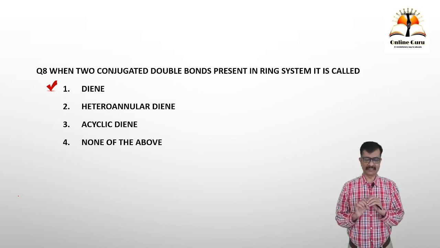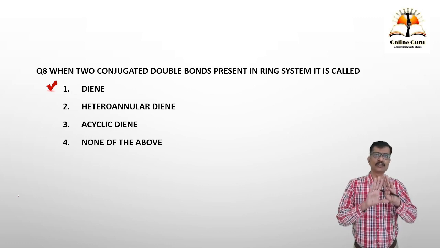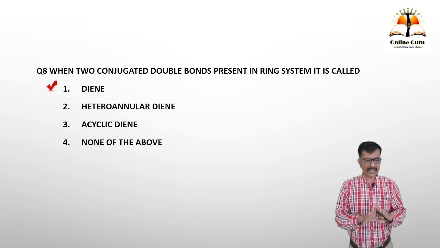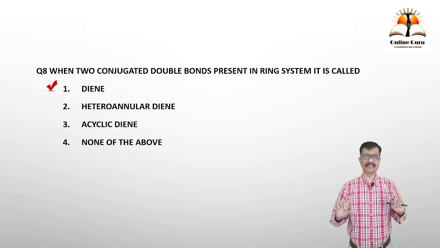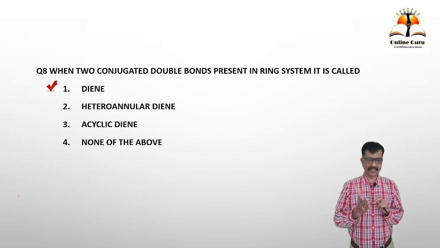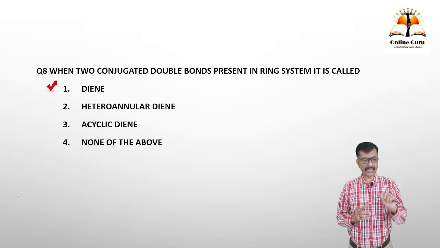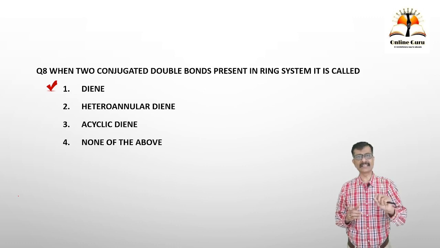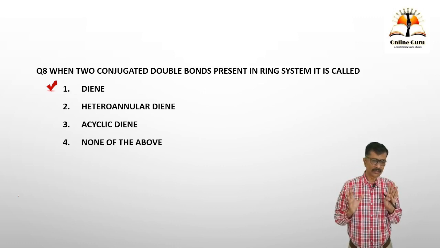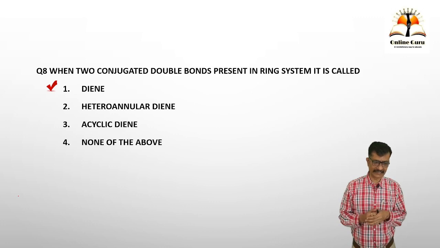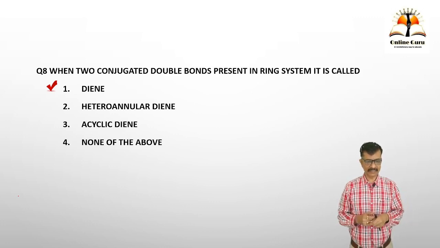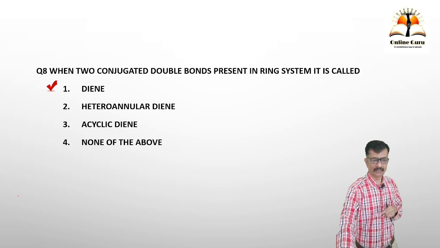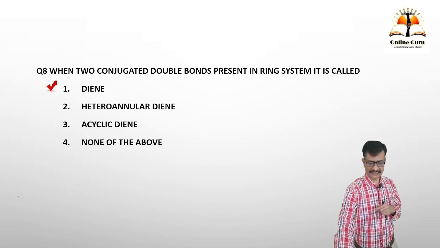Acyclic diene. Acyclic diene means there is no ring system present. These two double bonds are in a straight line, no cyclic structure. But here the question is when two conjugated double bonds are present in the ring system. So there is existence of a ring system, so no question of acyclic diene. And diene is the correct one. So none of the above is also wrong. So the correct answer here is diene.